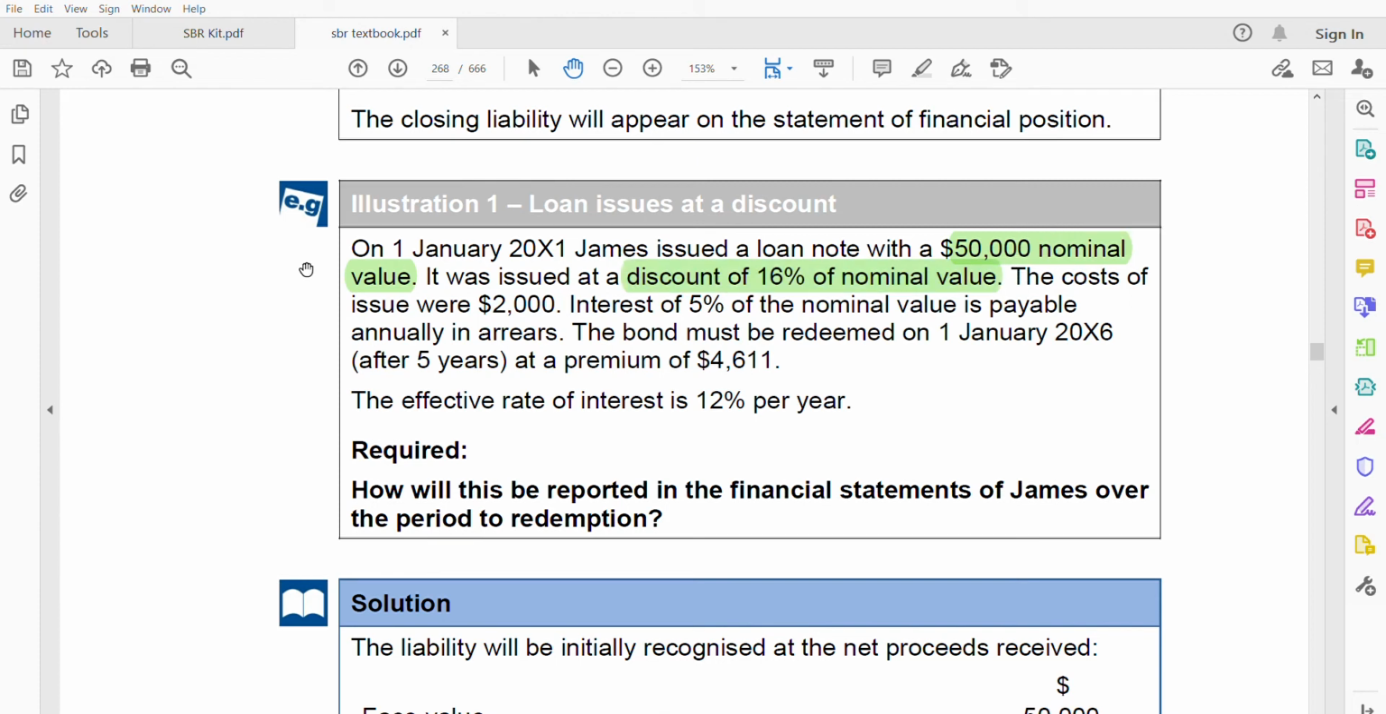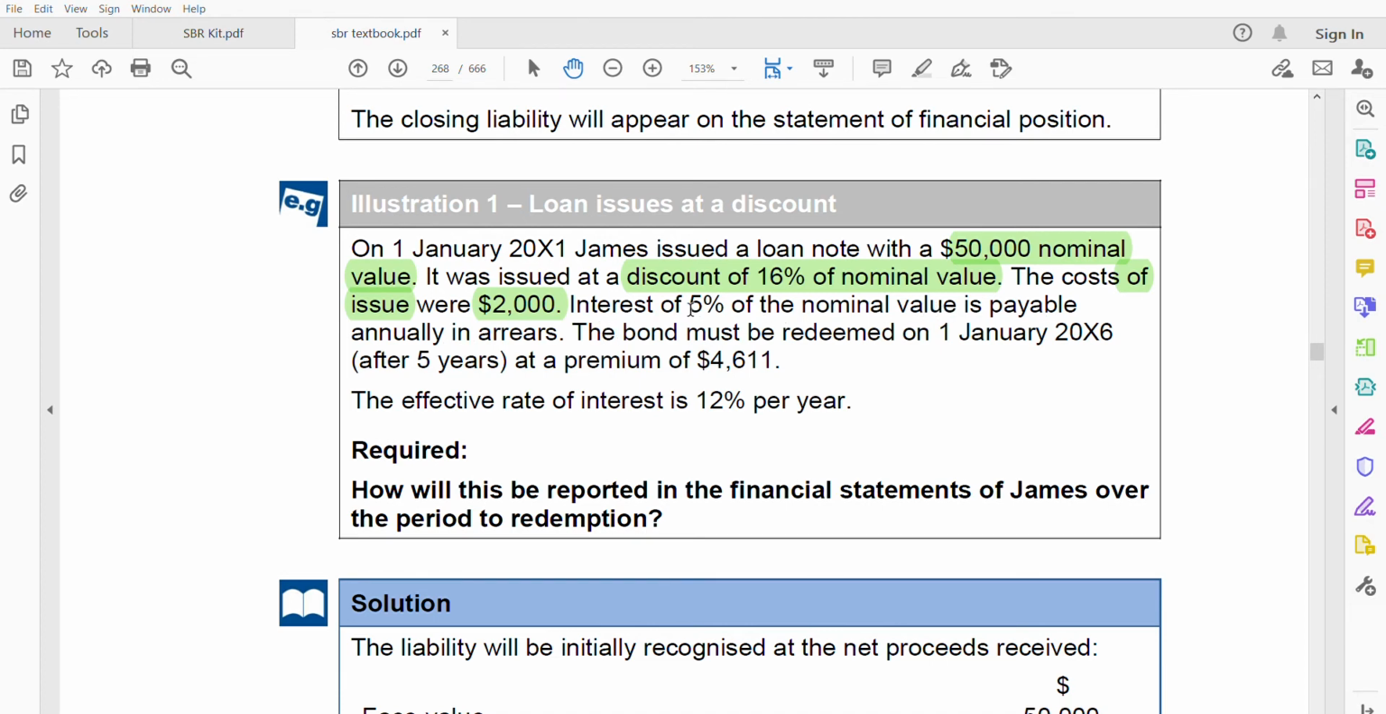The cost of the issue. What is the cost of the issue? These are transaction costs which you have to deduct, remember. They will not give you transaction cost like that only. They might give you words like this: cost of issue, which is 2000. Interest of 5% of the nominal value is payable annually in arrears.